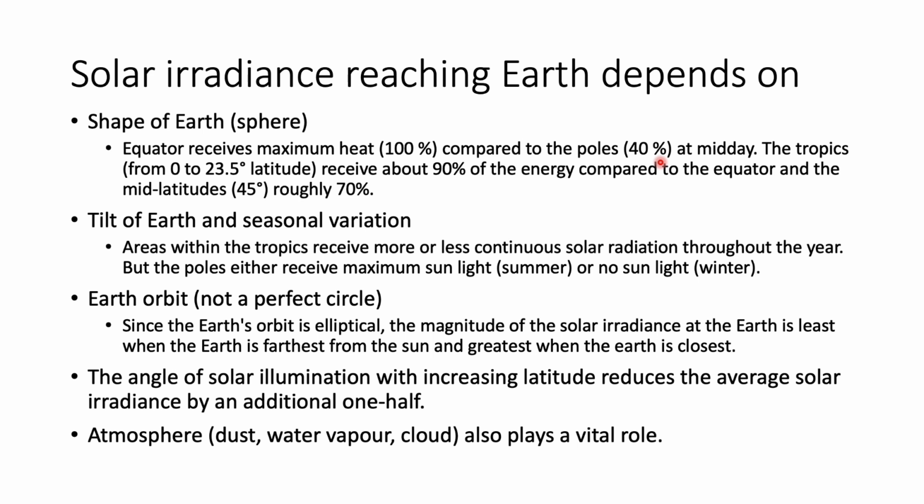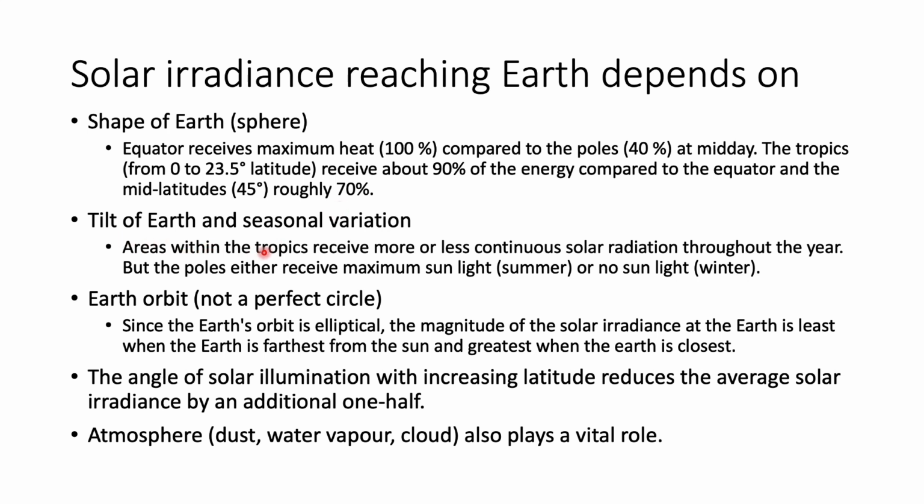And the tropics, when we talk about it, between 0 to 23.5 degree latitude, receives close to 100%, that is 90% of the energy received compared to the equator. And the mid latitude, that means up to 45 degrees in both directions, north and south, roughly receives 70% of the solar radiation, if we assume the equator receives 100% of solar radiation.